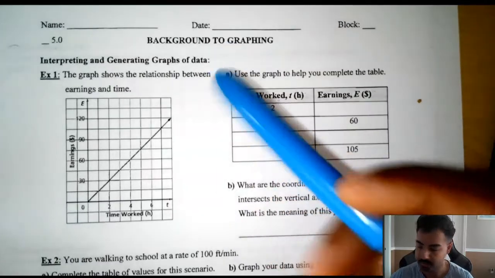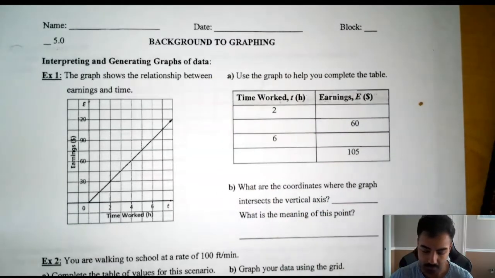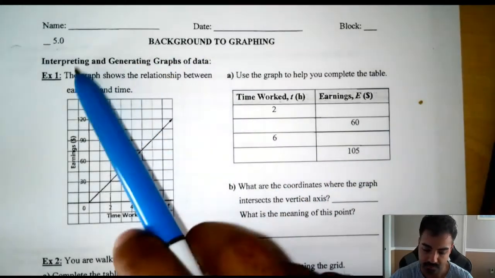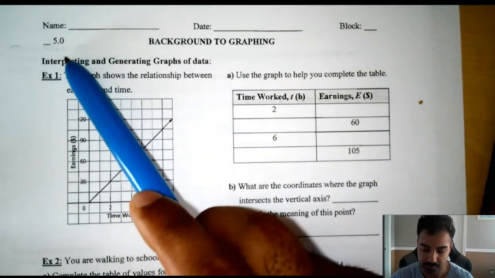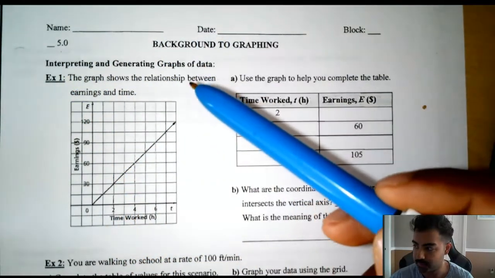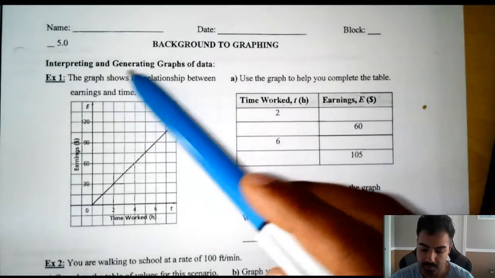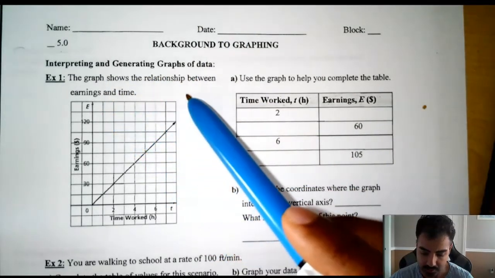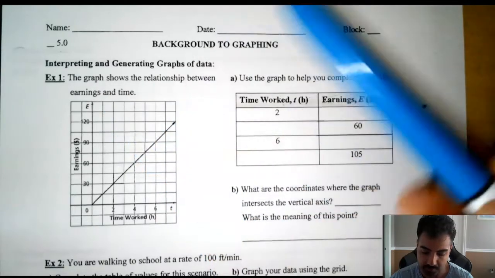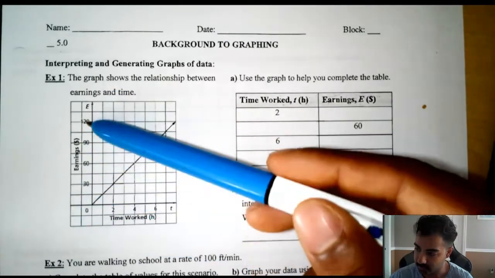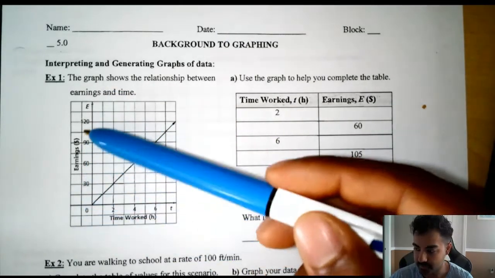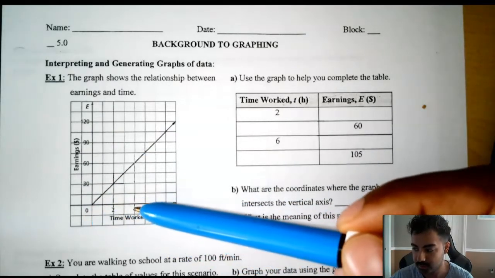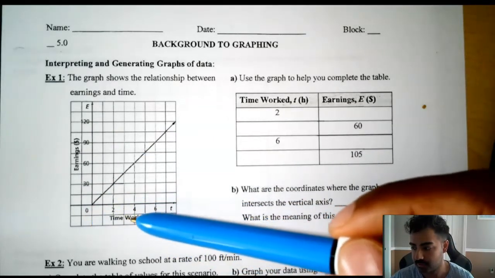All right, so this is a copy of the notes that you should have on the class notebook. First, section 5.0, again, it's not in your textbook. This is just a quick review of the background to graphing section: interpreting and generating graphs of data. The graph shows the relationship between earnings and time. You can see earnings here is on the y-axis. The y-axis is the vertical axis going up and down, and the x-axis is the horizontal. That's always true. And what else is always true is time.